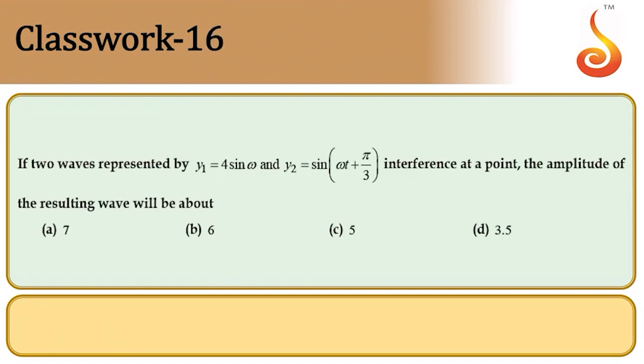Example 16. If two waves represented by y1 = 4 sin ωt and y2 = sin(ωt + π/3) interfere at a point, what is the amplitude of the resulting wave? Clearly notice that in this case, the phase difference is π/3. The first wave is of amplitude 4 and the second wave is of amplitude 1, correct?